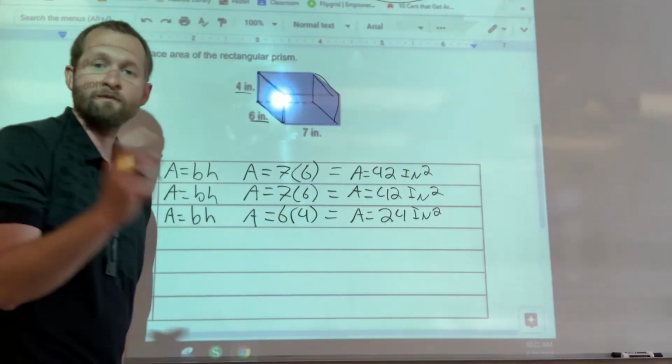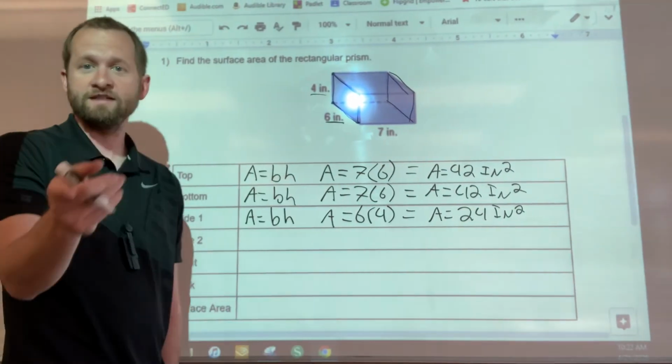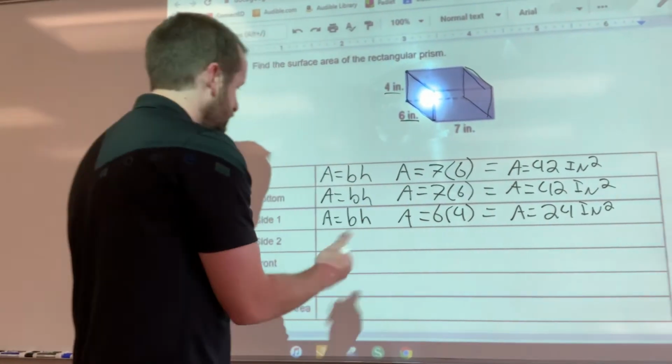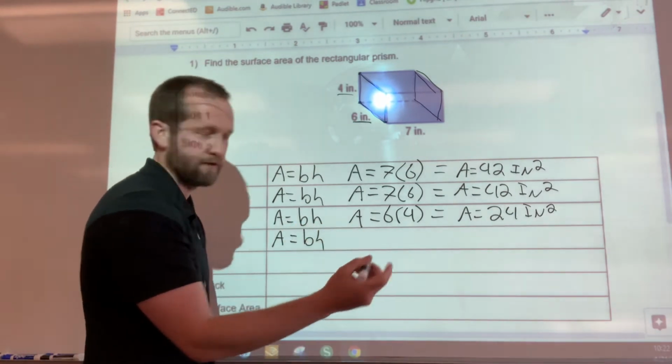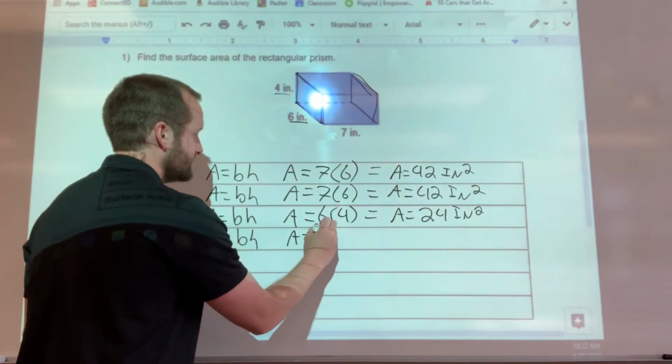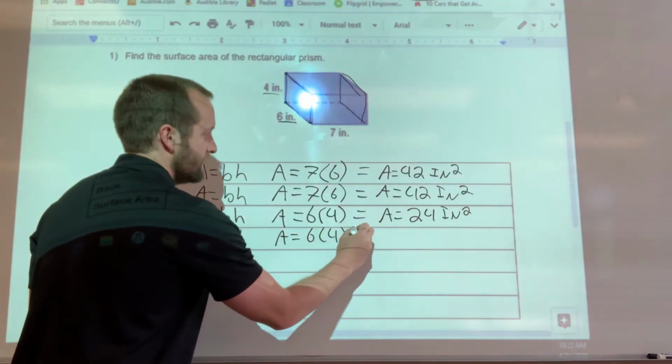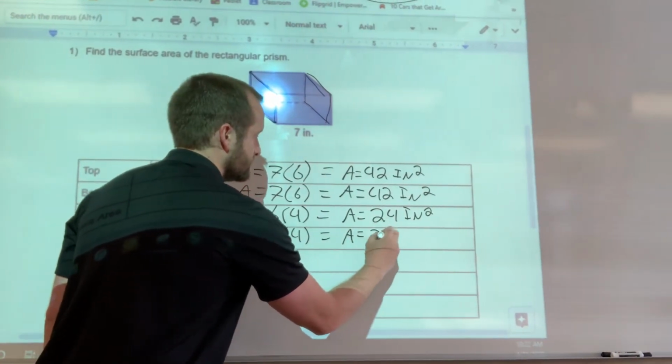They have the same dimensions. They have the same base. They have the same height. So we can just quickly write that in. The area of the second side is base times height because it's a parallelogram. The base is 6, the height is 4 again, and once again, 6 times 4 is 24.